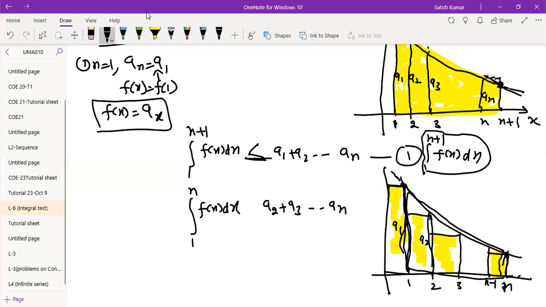Now can anyone tell whether it is going to be less than or greater than the rectangles? Greater than. Good, so it is greater than. Now this a1 term was defined. We don't know what is before n equal to 1, but for n equal to 1 the function was defined. That means a1 is defined, so I can add a1 to both sides. There will be no problem.